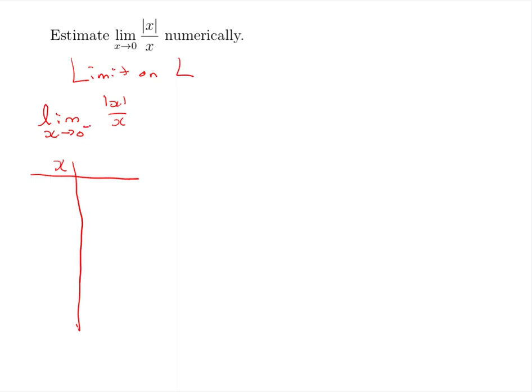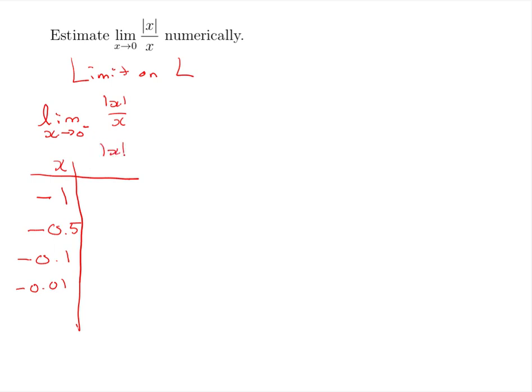We're going to pick some x values now that are on the left of 0, which means they're going to be less than 0. So maybe we'll start at -1. But what we want to do is pick ones that are going to get closer to 0. So maybe we'll do -0.5. And then we could do -0.1. And then -0.01. And we could get closer and closer now by putting in more and more zeros. But let's see if this is enough.